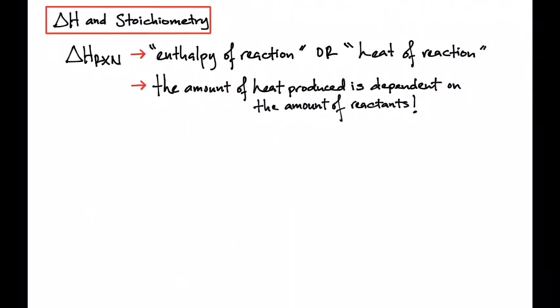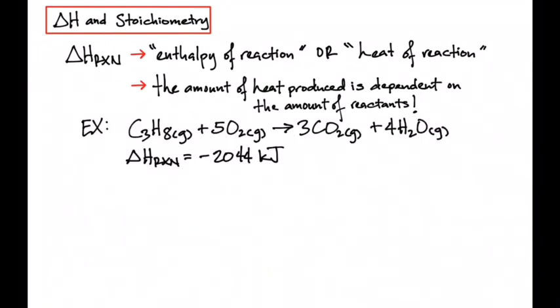We can also define this as the amount of heat produced, which is dependent on the amount of reactants. So the amount of heat that's released will depend on how much reactants you started out with. Let's look at this one example here. This is propane gas. When you burn propane in the presence of oxygen gas, you generate carbon dioxide and water. And the total amount of energy that's released by this chemical reaction is 2,044 kilojoules.